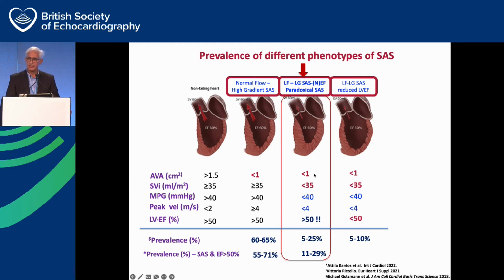They are the ones that are characterized by aortic valve area of less than 1 centimeter squared. That's the effective orifice area by continuity equation. The flow is less than 35%, the mean gradient less than 40 mmHg, and the peak velocity less than 4. And of course, normal systolic function, or preserved left ventricular systolic function. They represent, depending on the literature that you take, between 5 and 25% of the severe aortic valve stenosis population.